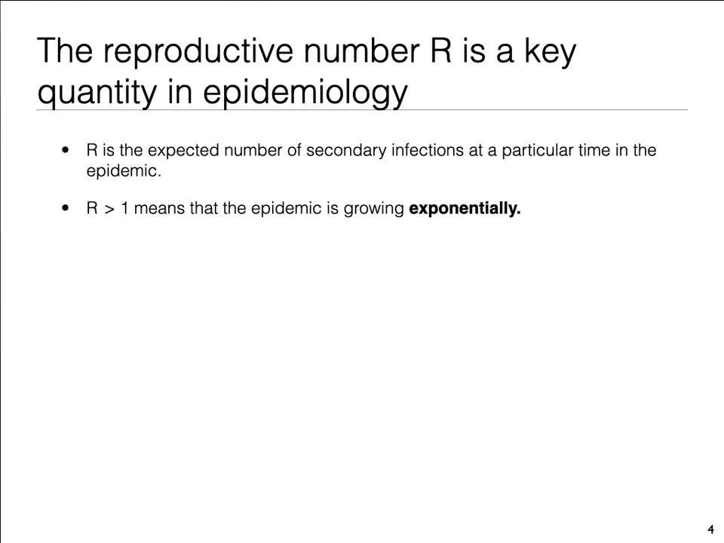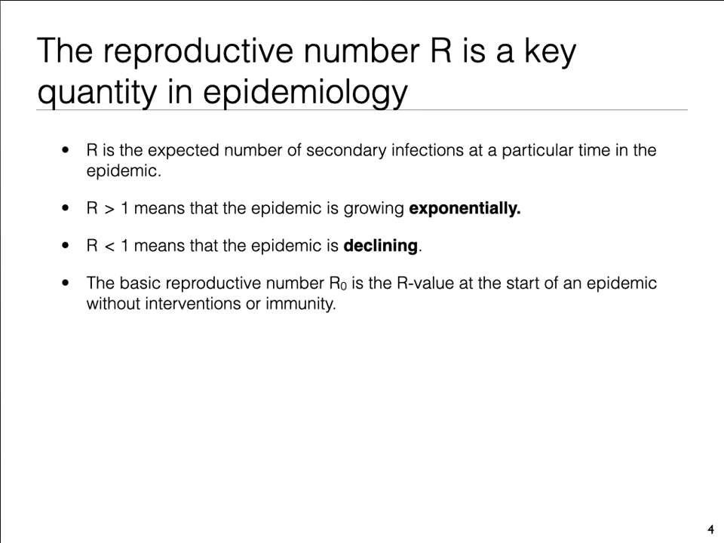Why is R so central? If the reproductive number is bigger than 1, that means the epidemic is growing exponentially. It is doubling in size in constant time intervals. If R is smaller than 1, the epidemic is declining.